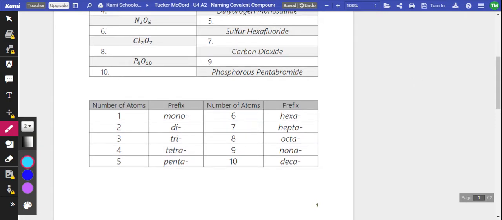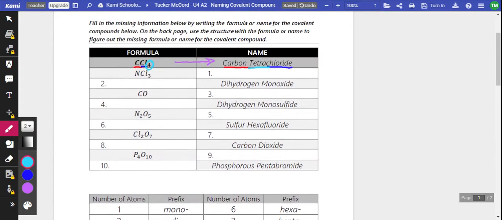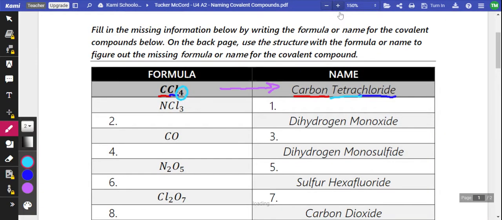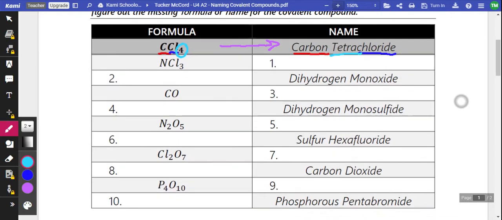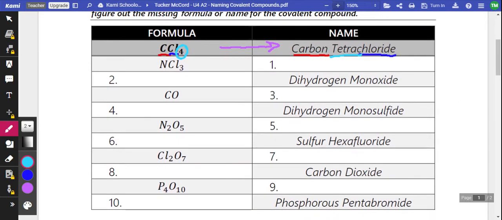All the prefixes you will need are down here. 1 is mono, 2 is di, 3 is tri, 4 is tetra, 5 is penta, 6 is hexa, 7 is hepta, 8 is octa, 9 is nona, and 10 is deca. Okay, so let's try those out on a couple of these examples, and we'll talk about some of the weirder things that can make these a little bit tougher.